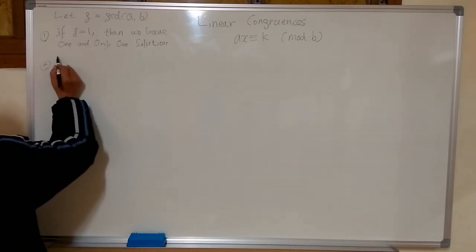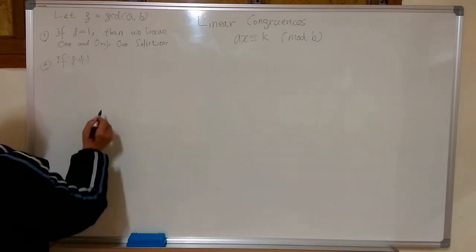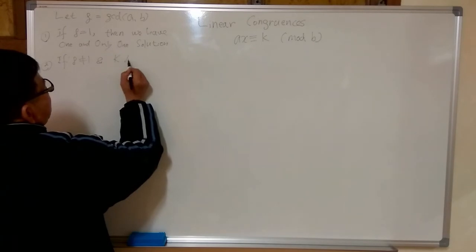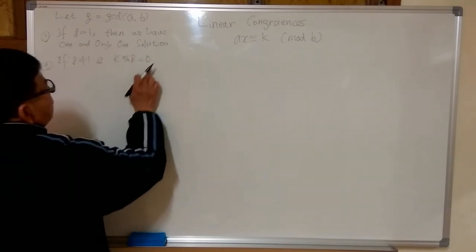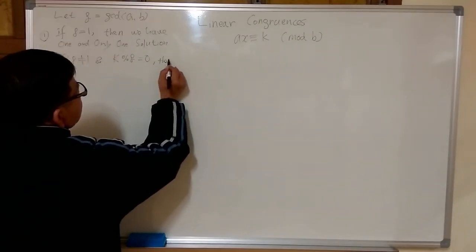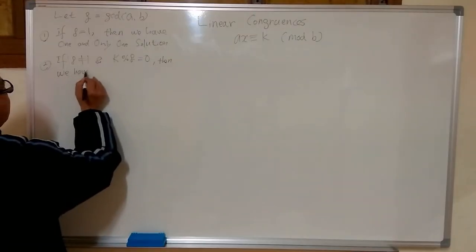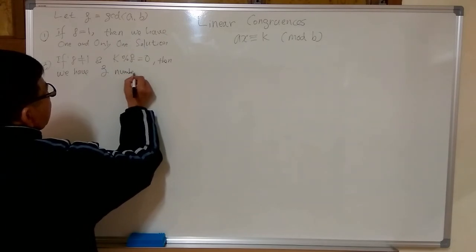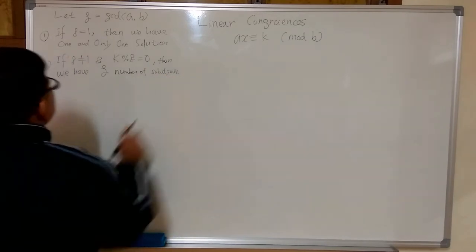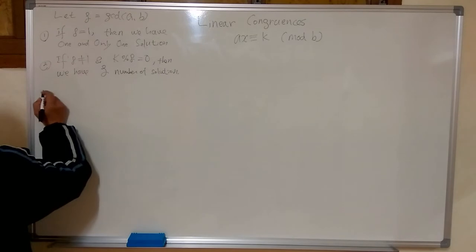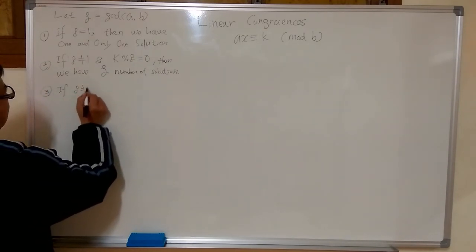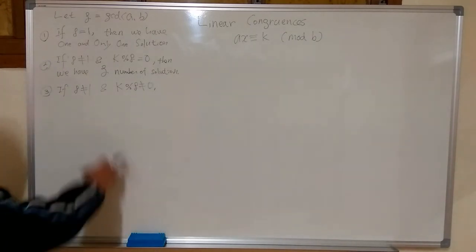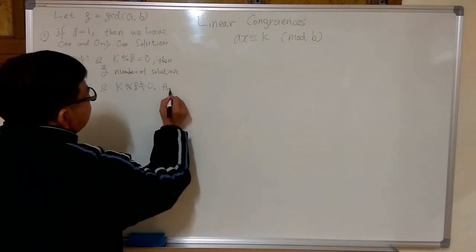Second, if G is not equal to 1 and K is divisible by G, means K modulo G is 0, divisible by G, then we have G number of solutions. If G is not 1 and K modulo G is not 0, means K is not divisible by G, then we have no solution.